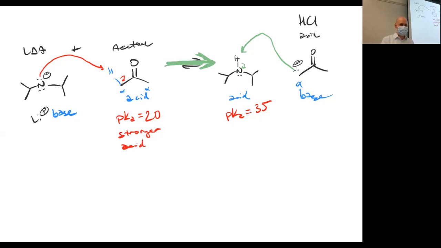And that would mean it would need to be a base that's strong enough to give you a conjugate acid that's weaker than this, which is a whole lot of words. It takes a very, very, very strong base to pull that hydrogen off. So we have to use something like LDA. All right, questions on that one?